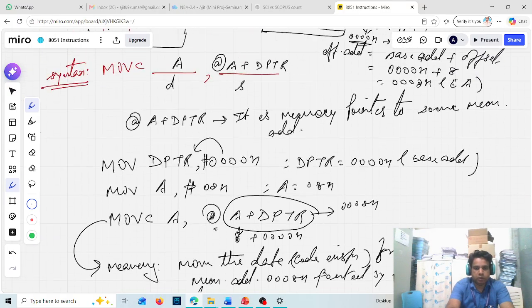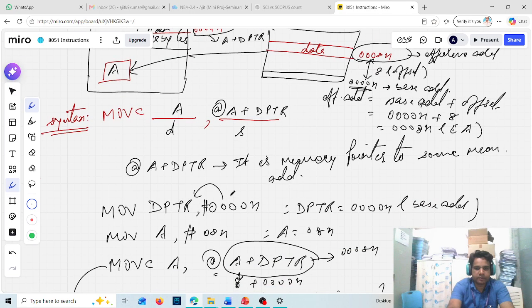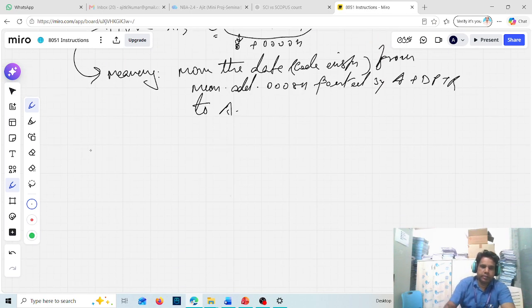So likewise, if you want to transfer data from the internal ROM, any data in that address, let's say 004h, in the same way this will be pointed by A plus DPTR, and then the data in address 004h will be transferred to register A using MOVC. So you'll have to write MOVC here. This MOVC is used for the code memory, that is ROM. Fine. Then we have another one which is called MOVX.